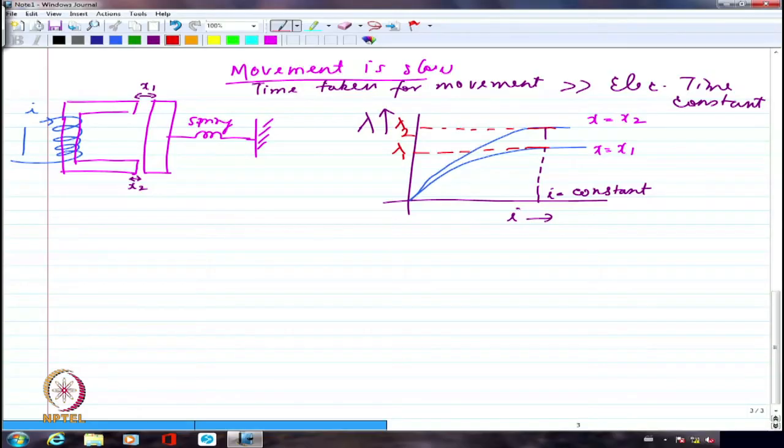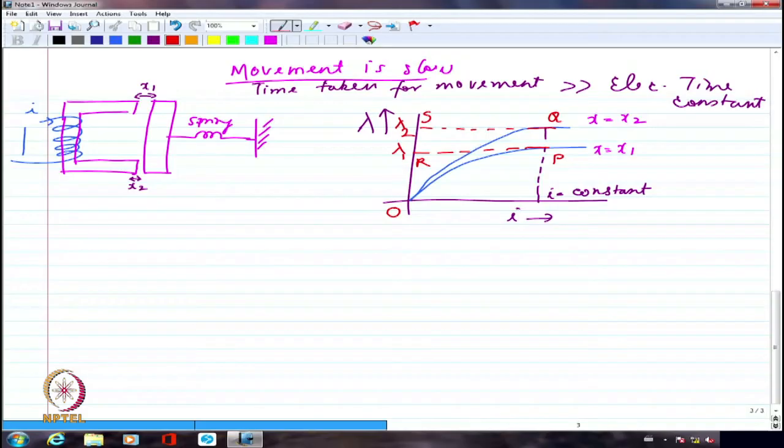Let me name these points as O, P, Q, R, and S. So I'm just naming the points like this. Now, what I actually have as input to the entire system is the electrical energy input.